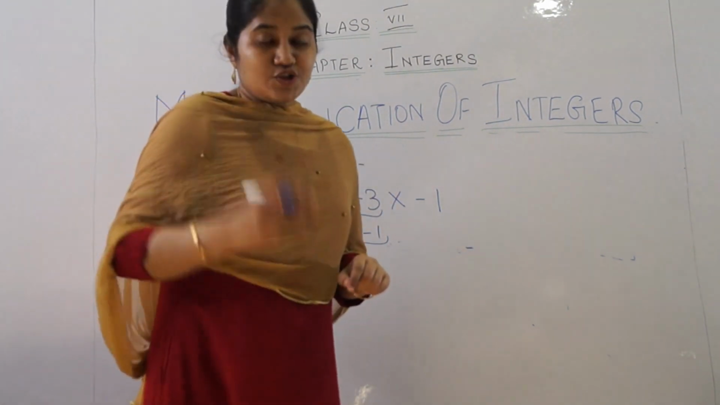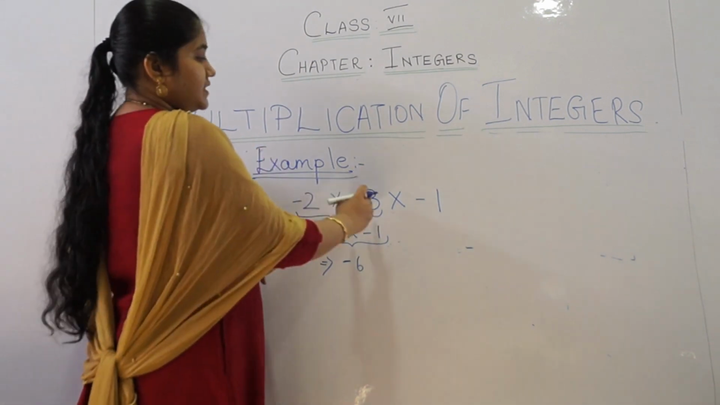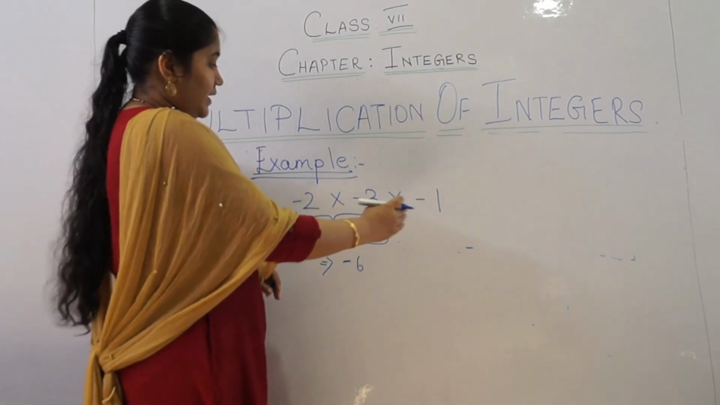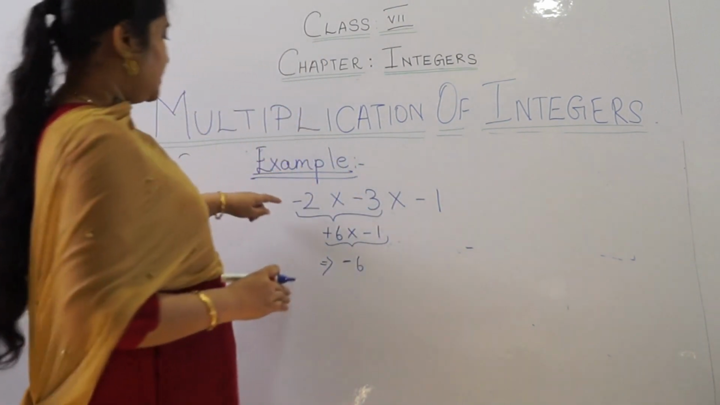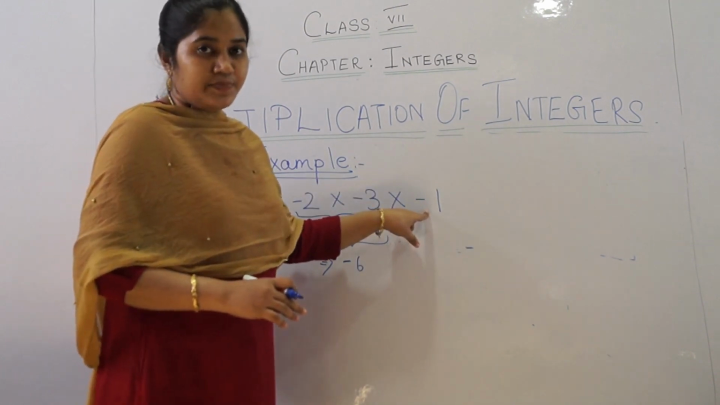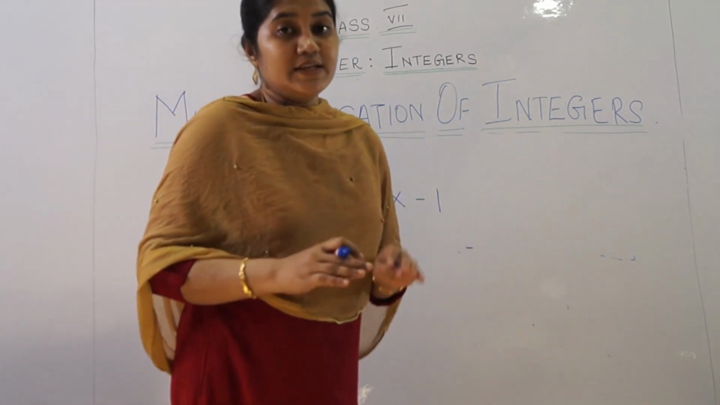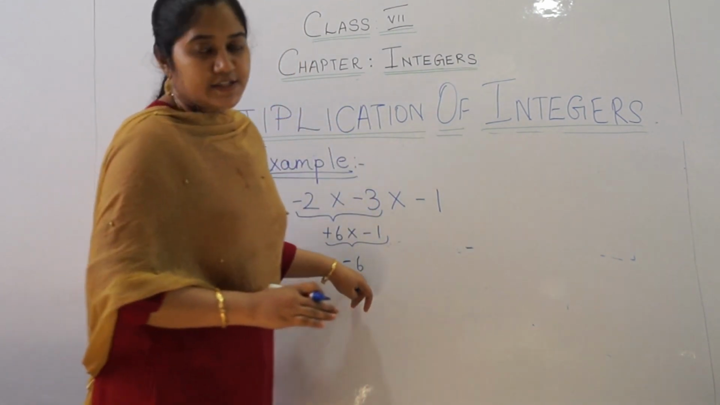Okay, another short way which you can do is you just multiply the numbers and count the number of minus signs. Here you have 1, 2, 3 minus signs. So if the number of minus signs is an odd number, your answer is going to be negative.